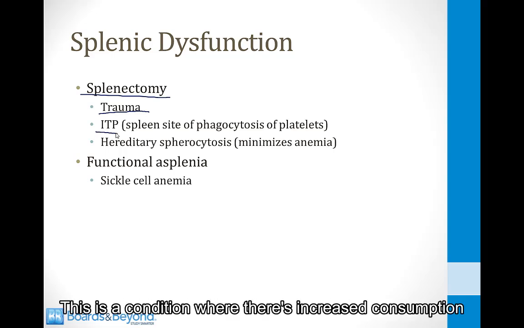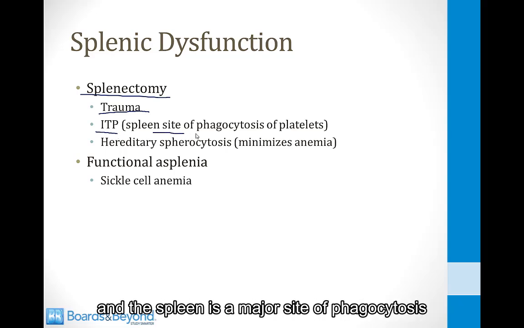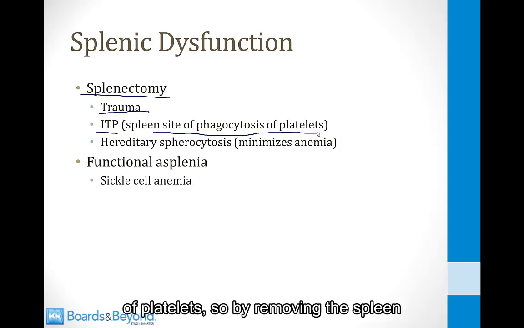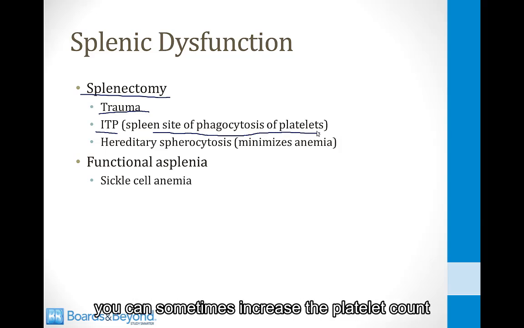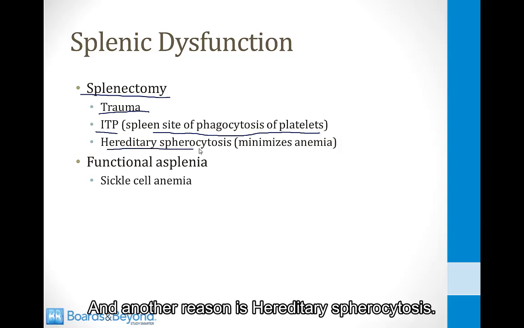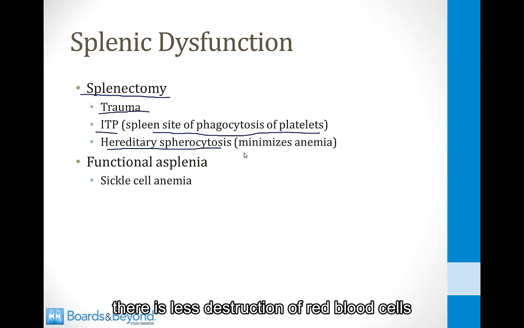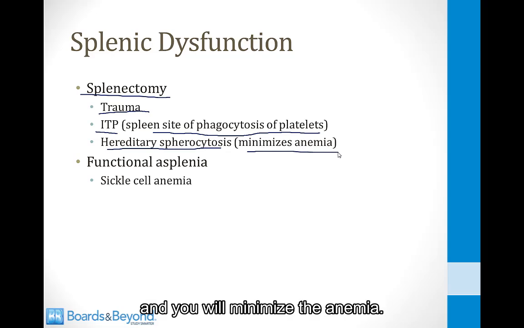This is a condition where there's increased consumption of platelets and low platelet counts, and the spleen is a major site of phagocytosis of platelets, so by removing the spleen, you can sometimes increase the platelet count for these patients. And another reason is hereditary spherocytosis, so if you take the spleen out, there is less destruction of red blood cells and you will minimize the anemia.